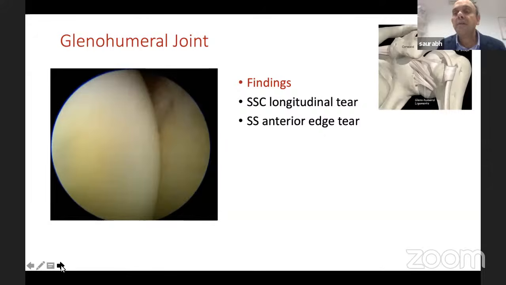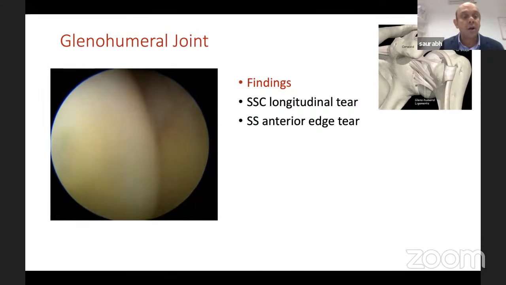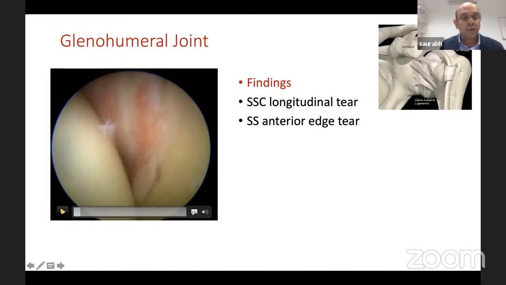So now that we've seen the bony landmarks and these portals and the nerves in danger, let's have a look at the glenohumeral joint through the arthroscope. I think I did the scope just last week actually. So this is the glenohumeral joint. I'm going to start and stop a lot of times. You can see that's your humeral head, that's glenoid.